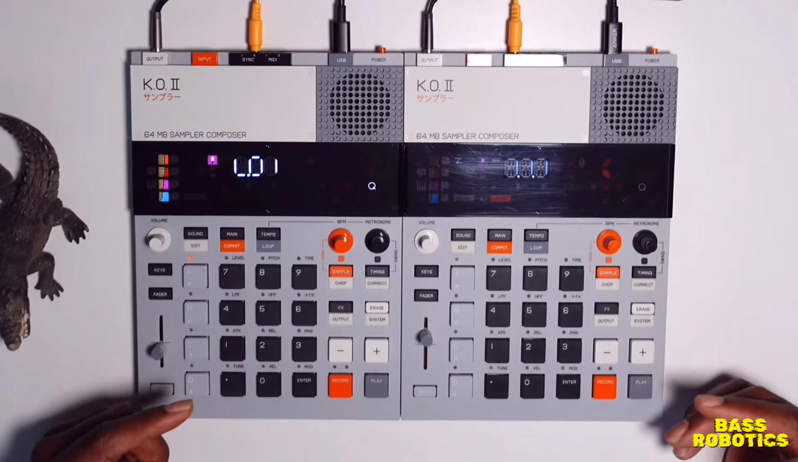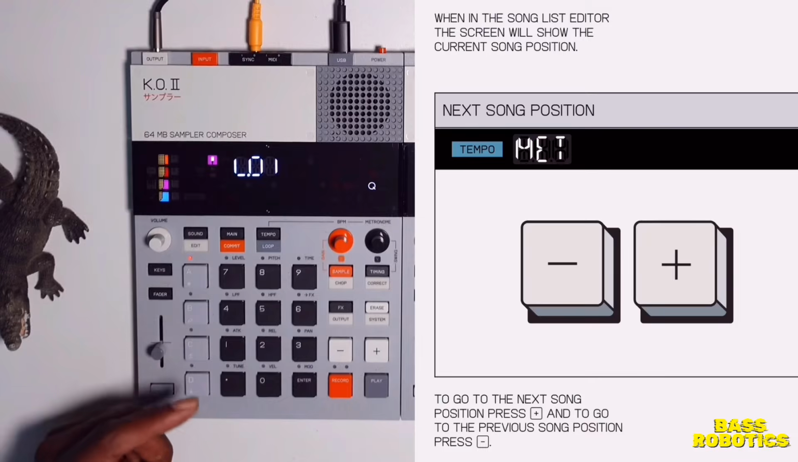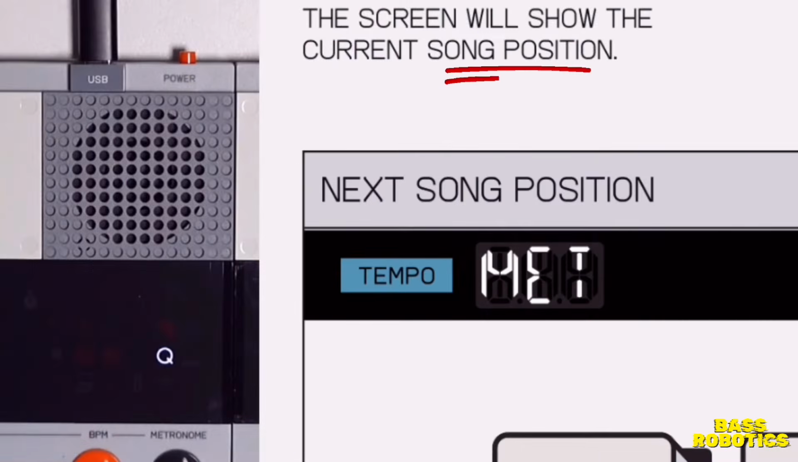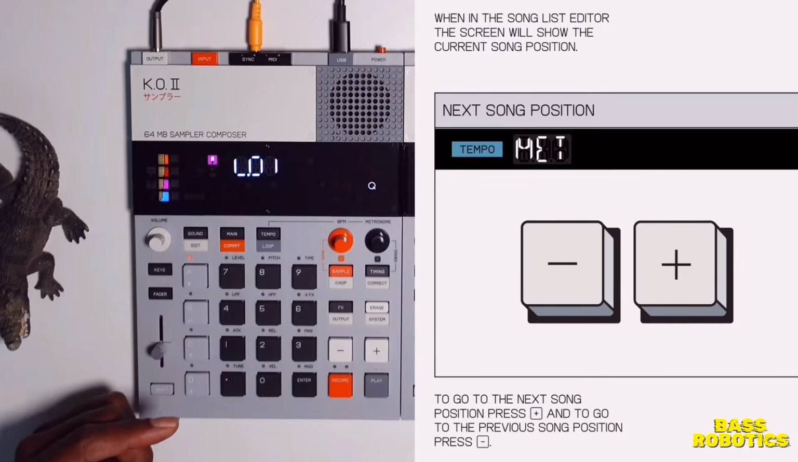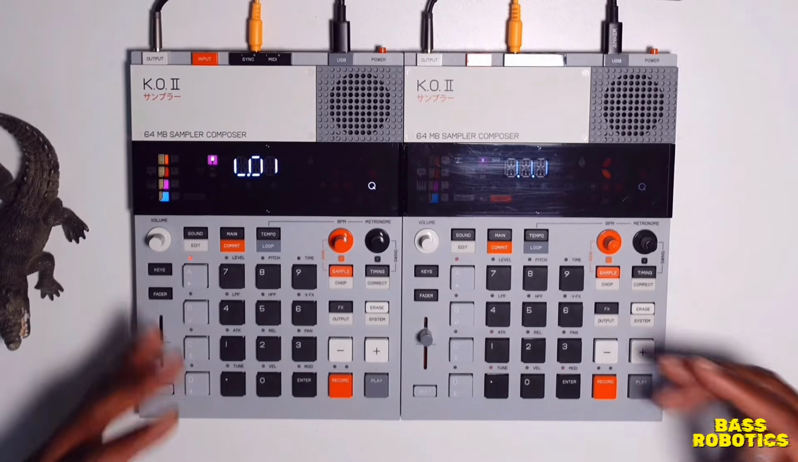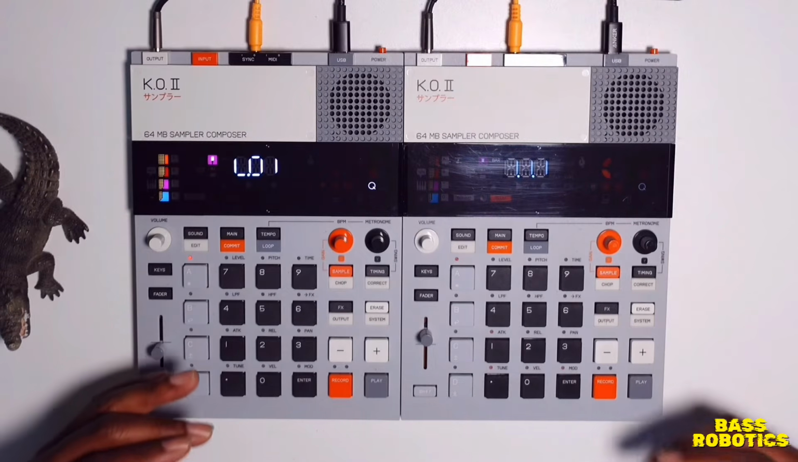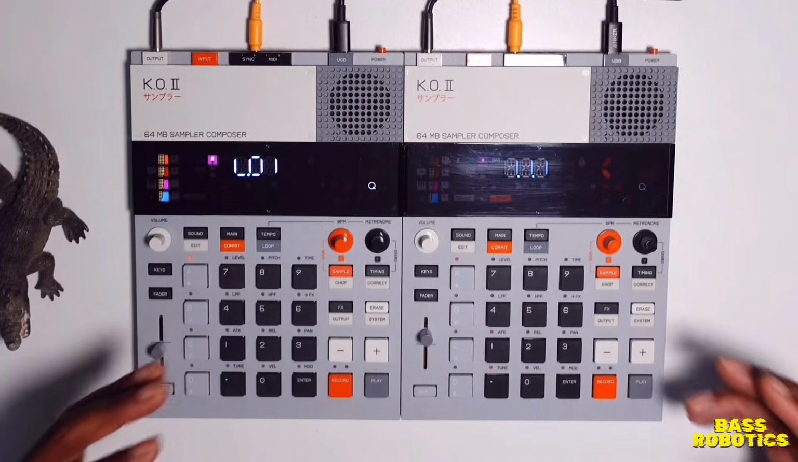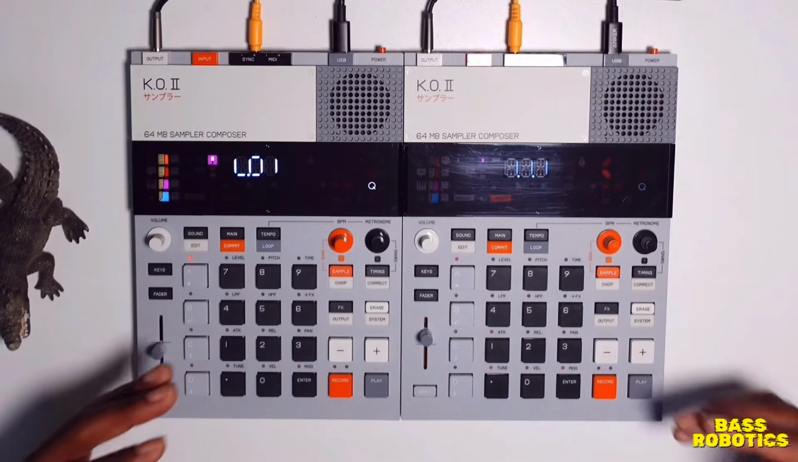I get the confusion because Teenage Engineering, they don't even use lists. They call it a song position. And they're calling it a song position because once you get into song mode, these lists are placed in certain positions to make your song. And that's why they call it a song position.